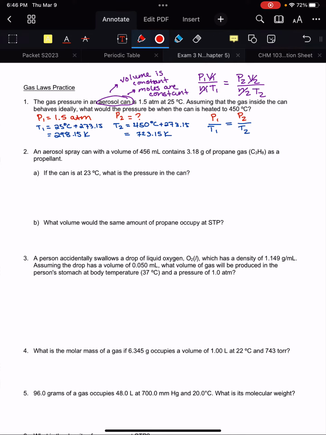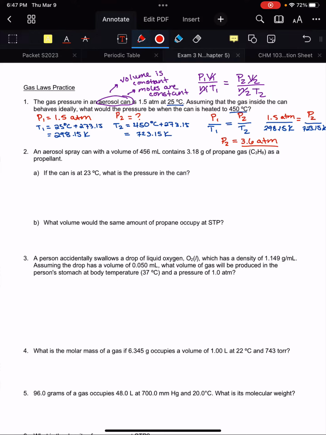We know that the original pressure is 1.5 atmospheres. We're looking for our new pressure, and our original temperature is 298.15. And remember, we took our 25 degrees and converted to Kelvin because P over T is only true when the temperature is in Kelvin. Otherwise, it's not a linear relationship. We also converted our new temperature to Kelvin, and then we're going to cross multiply and divide to solve for our new pressure. And when you do that, you get a pressure of 3.6 atmospheres, which is quite a bit larger than what we started with.